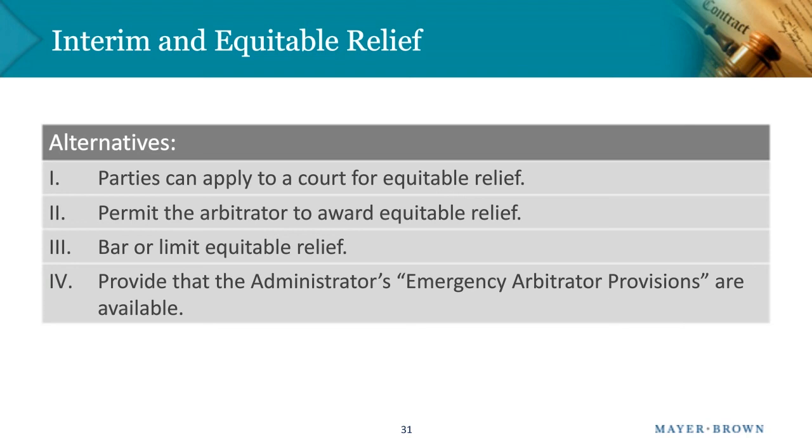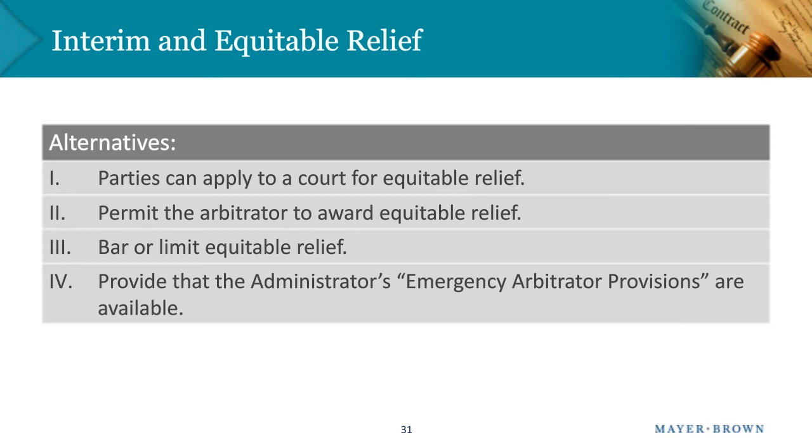I want to return to the option of applying to a court for equitable relief, because I find that in many circumstances this can be attractive. As Dara noted, the availability of equitable relief from a court can serve as a kind of hedge against an arbitrary decision by an arbitrator, at least to the extent that the court will be in a position to provide equitable relief that's independent of the arbitrator's decision. And also the court proceeding can serve as a source of additional discovery if either of the parties need it.